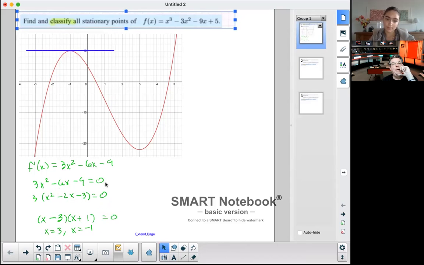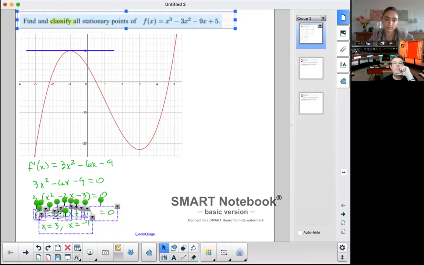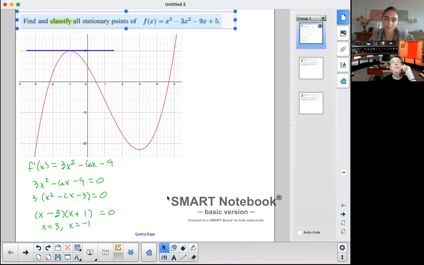And 0 divided by 3. Or at this point, we could divide both sides by 3, and we're just left with this. So no, it doesn't matter. We could have gotten it; we didn't have to factor out that 3. It just makes the factoring a little bit more confusing, that's all. So these are stationary points.